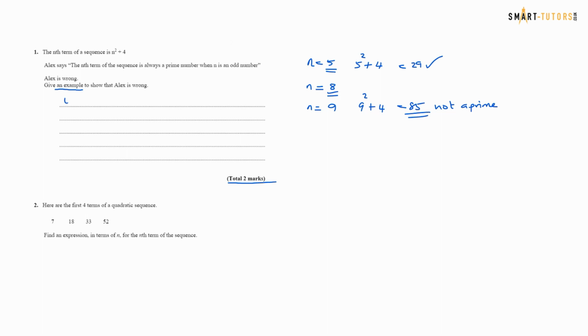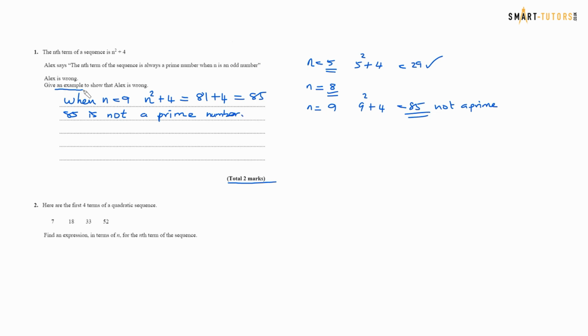So we write here, when n equals 9, n squared plus 4 is 81 plus 4, which is 85. So 85 is not a prime number. That is the answer for the first question.